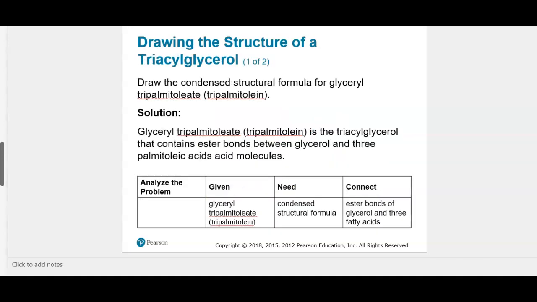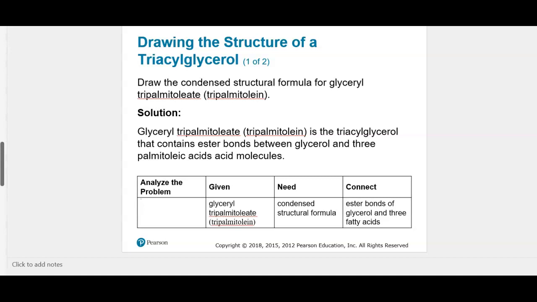Drawing a structure. Well, they want you to draw condensed structures. You know what condensed structures are by now. They give you the basic problem-solving strategy that they talk about. You're given glycerol tripalmitoleate, or tripalmitolein, and you need a condensed structure.